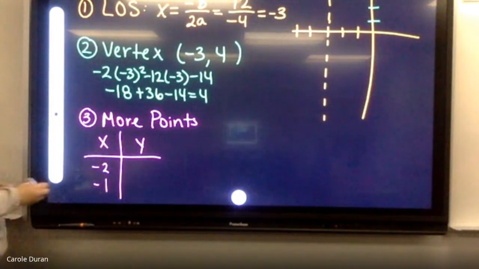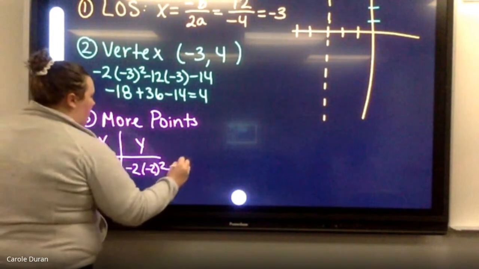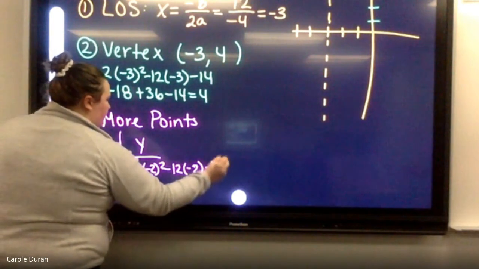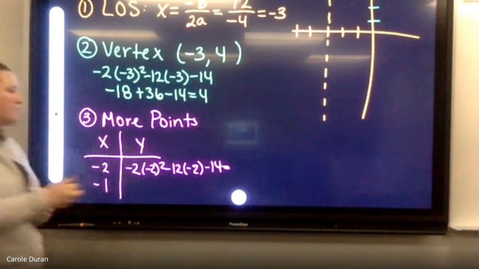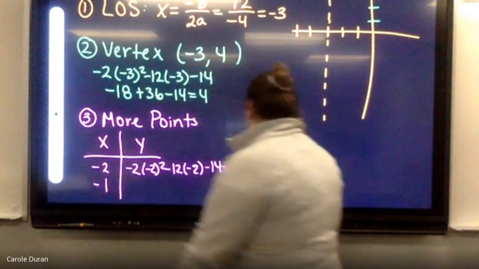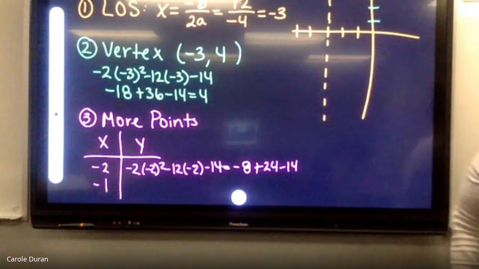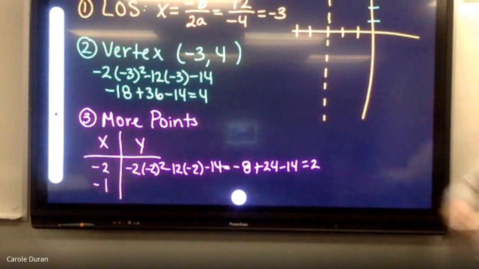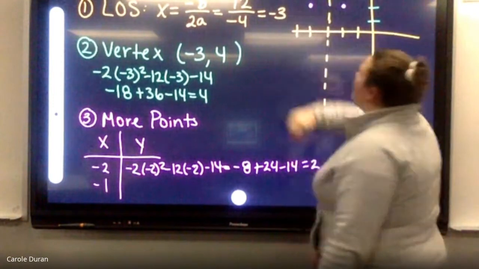So when I plug in -2, I get -2 times -2 squared minus 12 times a -2 minus 14. We simplify it out. -2 squared is 4 times -2 is -8. -12 and a -2 is a positive 24. And then minus 14 leaves me with a positive 2. So -2, positive 2 is my next point. And then we find its match on the other side of the line of symmetry.